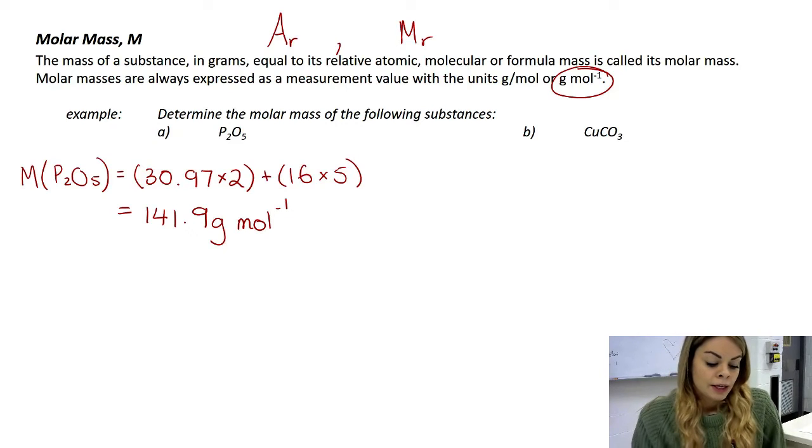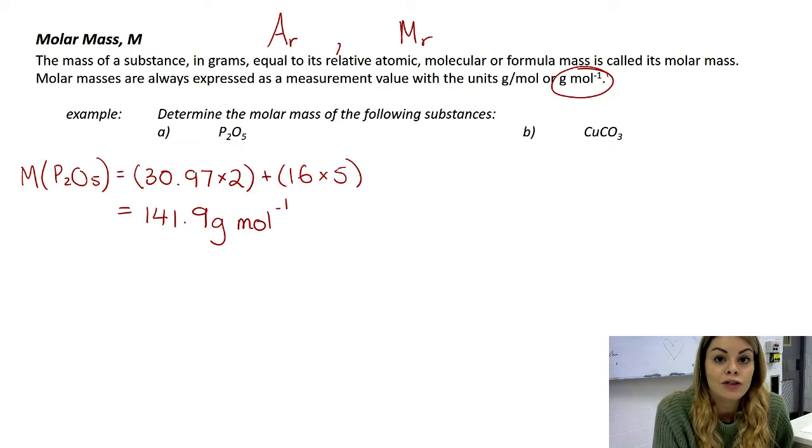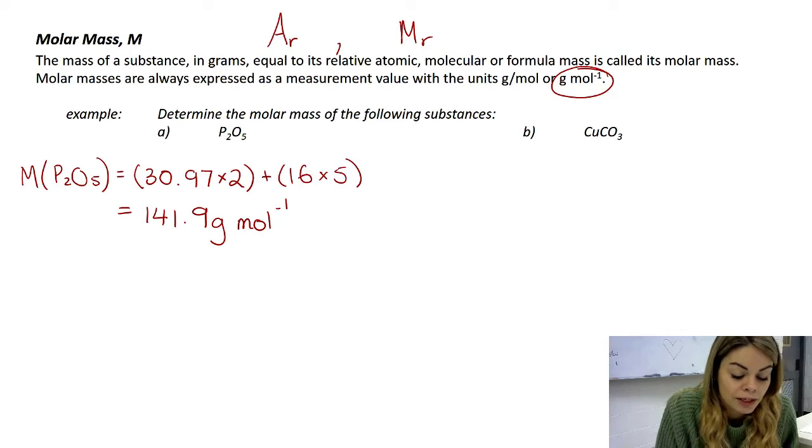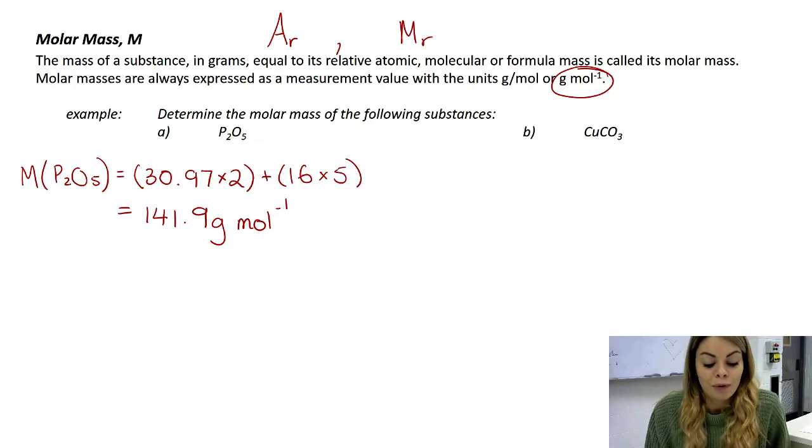Okay, so that means, if we had 1 mole of those molecules, 6.02 times 10 to the 23 molecules of this, its mass would be 141.9 grams. So it weighs 141.9 grams per mole. Okay.